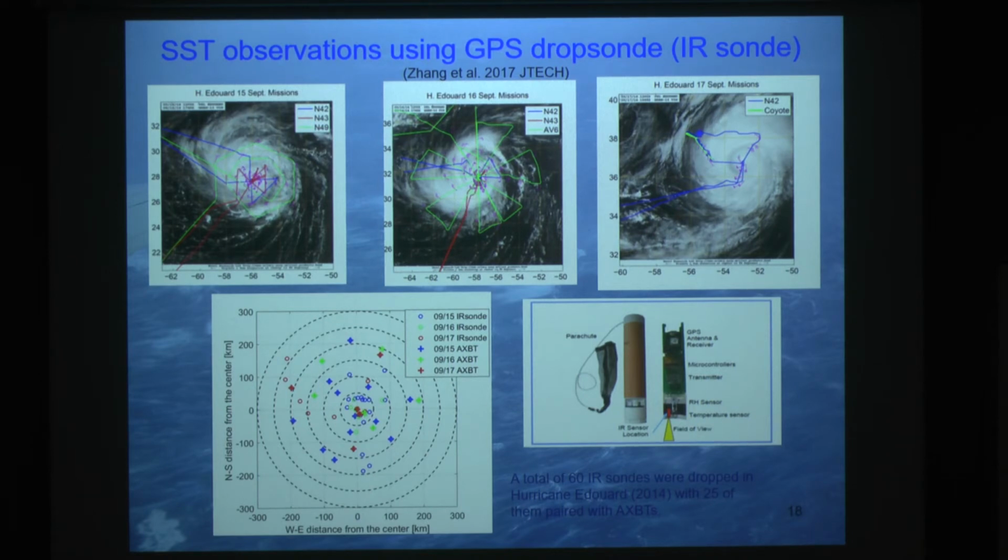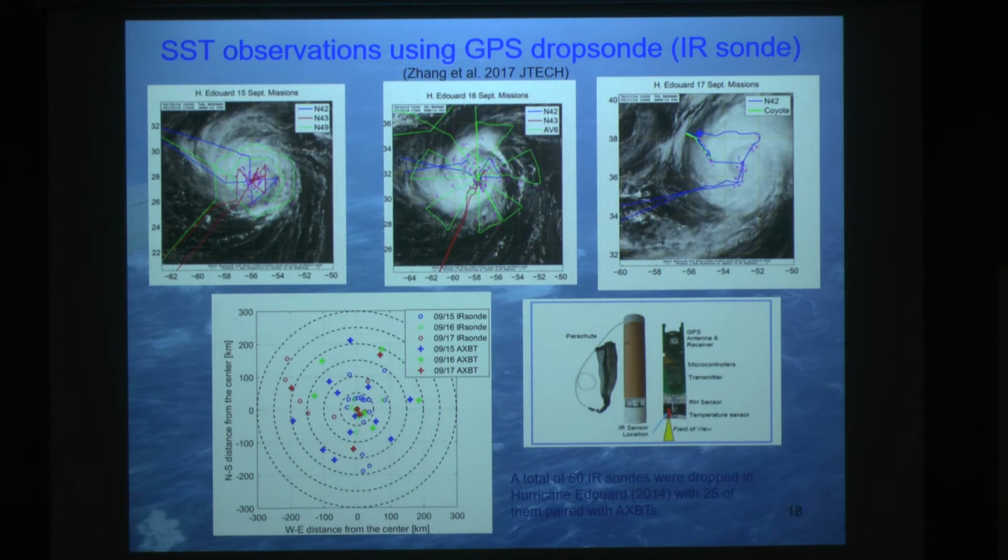And then on the 17th, we did an unmanned aircraft. It's like a toy type of airplane. We drop it from the manned aircraft through the same hole used for the dropsondes, and let it fly within the hurricane. So I can show you a picture.